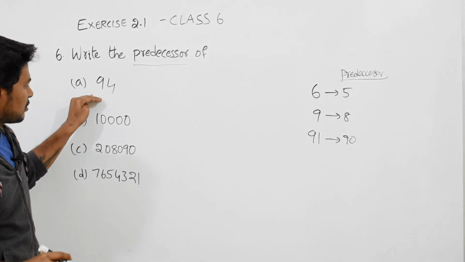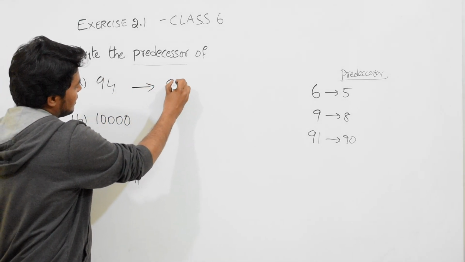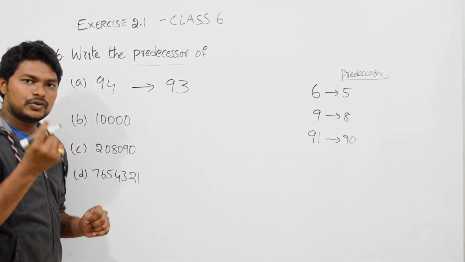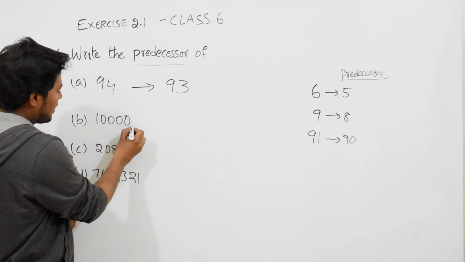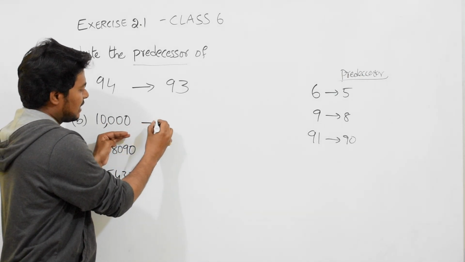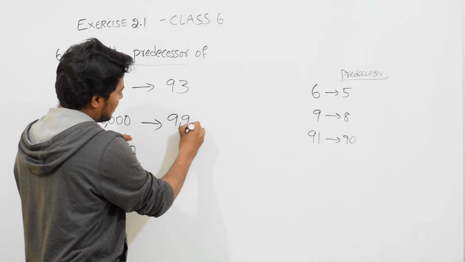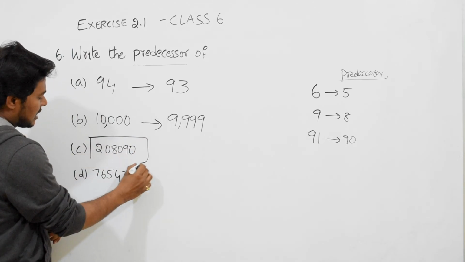Next, we'll come and solve this given question. The predecessor value of 94 is 93. You just need to subtract 1 and write it. Okay, the predecessor value of what is this? This is 10,000, right? 10,000. The predecessor value is 9,999.